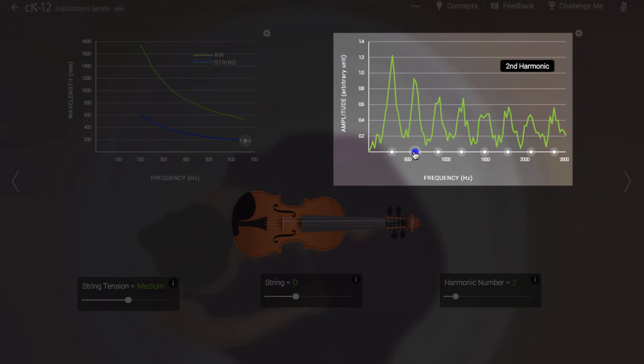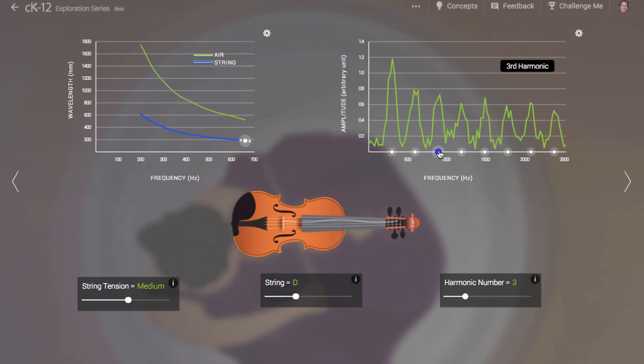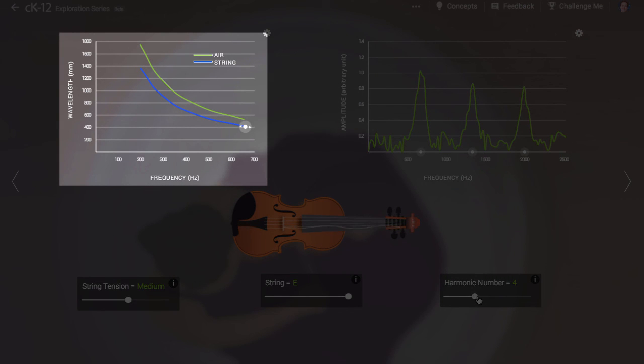What makes a violin sound like a violin is the relative amplitudes of these different harmonics. Different strings and different musical instruments will have different peak heights. Some of the harmonics will be diminished compared to others. So play around with different strings and look at the different harmonics. Try different string tunings. Keep an eye on the fundamental relationship between frequency and wavelength.